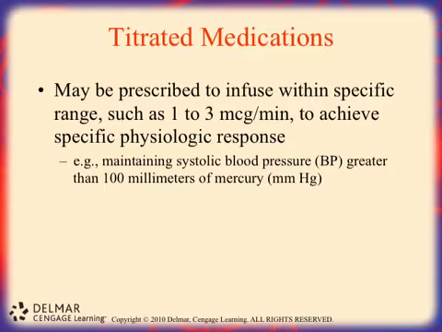Here is a specific example. You may have a drug that is prescribed to infuse within a specific range, such as 1 to 3 micrograms per minute, to achieve a specific physiological response. For example, you may have a physiologic parameter of systolic blood pressure that you want to maintain at greater than 100 millimeters of mercury, and you titrate between 1 and 3 micrograms per minute to maintain that systolic blood pressure greater than 100 millimeters of mercury.